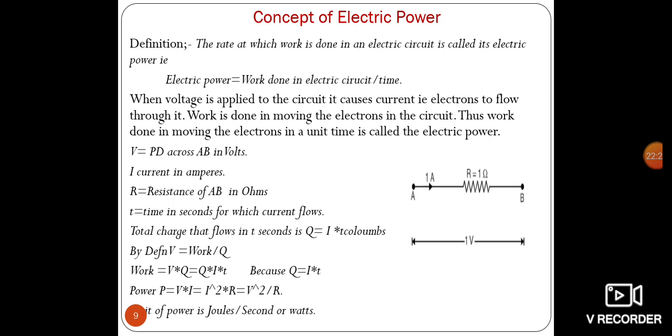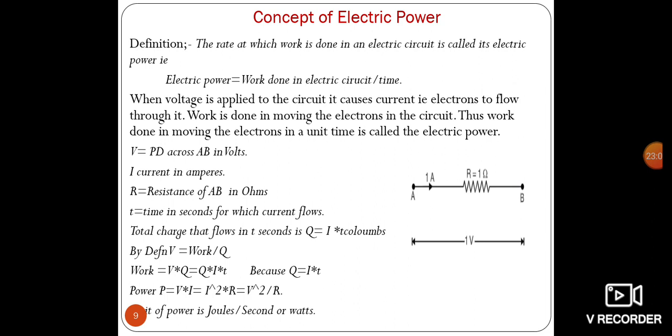When voltage is applied to the circuit, it causes current, that is electrons, to flow through it. Work is done in moving the electrons in the circuit. Thus work done in moving the electrons in a unit time is called the electric power. So whenever there is flow of electrons, or whenever there is movement of electrons from one electrode to another electrode, then work is done. From one point to another point the electrons are moving, then work is done by the circuit, and thus the amount of work done in moving the electrons from one point to another point in a unit time is called the electric power.